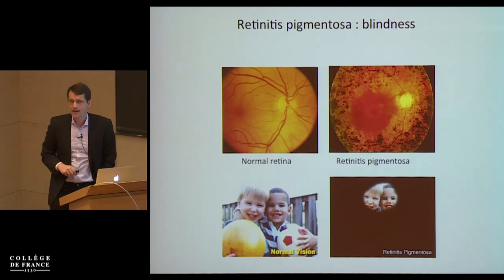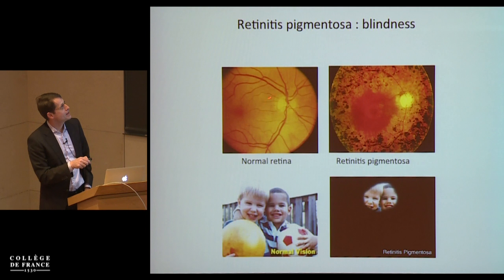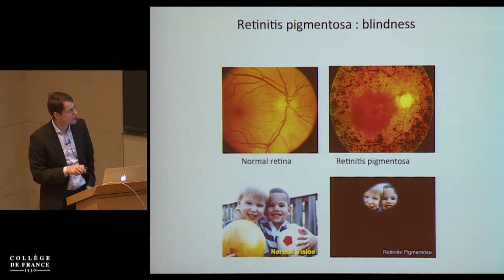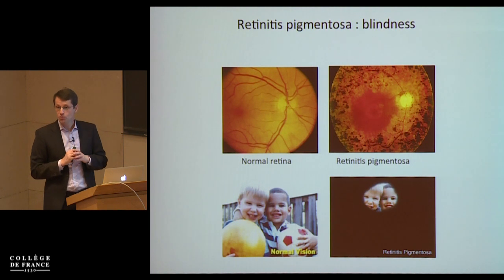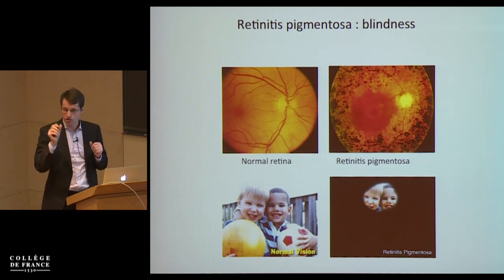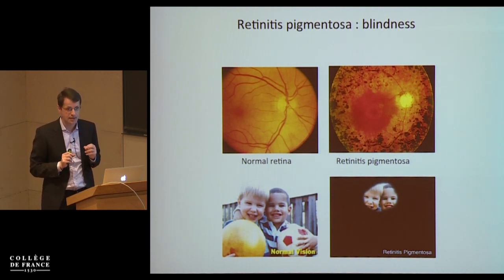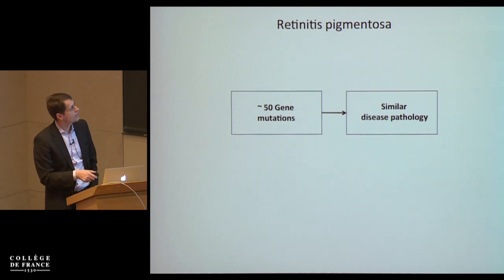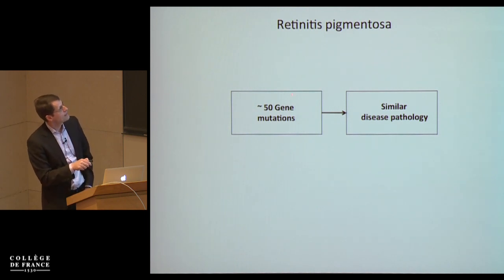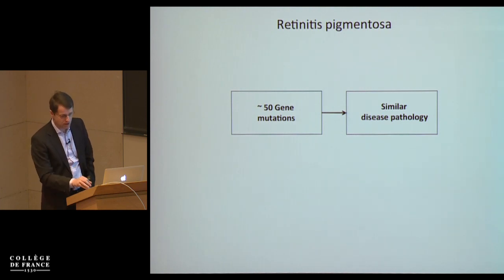Okay, so how do we do that? We look at the disease, and José already explained to you, retinitis pigmentosa is a blinding condition where you lose your rod photoreceptors, and that you mostly don't care because you just turn on the light at higher intensity. The real trouble comes when you lose the central cones, which leads to blindness. And again, as José told you, there are many different mutations that lead to a similar disease pathology.